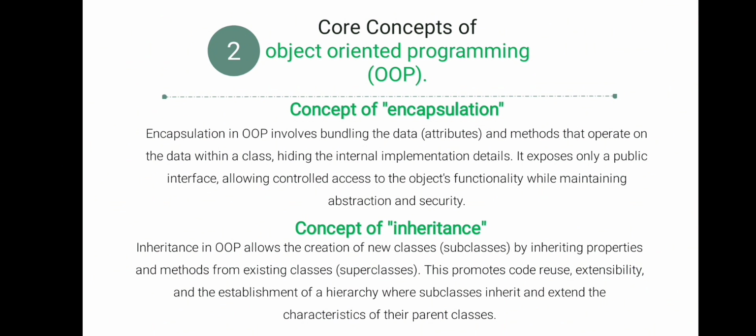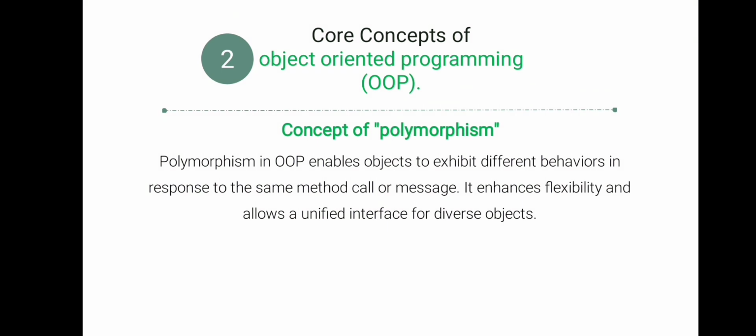And the fourth one will be inheritance. It allows the creation of new classes or subclasses by inheriting properties and methods from existing classes or superclasses. This promotes code reuse, extensibility, and the establishment of a hierarchy where subclasses inherit and extend the characteristics of their parent classes. And the last concept will be polymorphism. It enables objects to exhibit different behaviors in response to the same method call or message. It enhances flexibility and allows a unified interface for diverse objects.